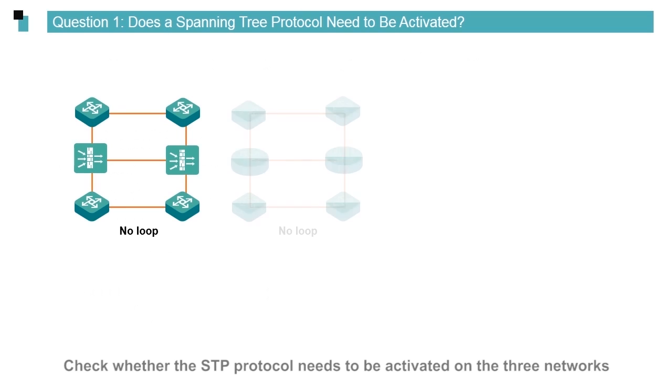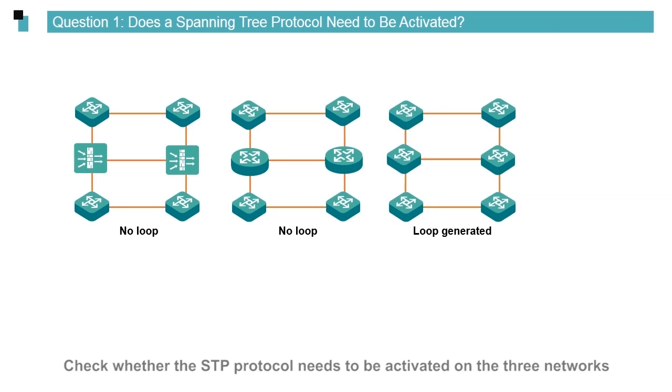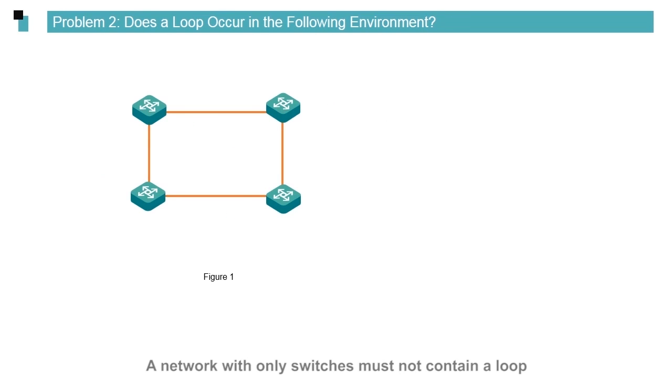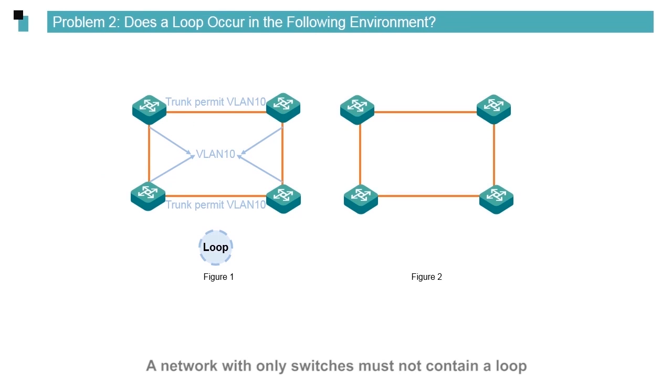Check whether the STP protocol needs to be activated on the 3 networks. STP does not need to be activated in Figures 1 and 2. In Figure 3, all devices are switches and several Layer 2 loops appear. In this case, STP must be enabled. A network with only switches must not contain a loop.